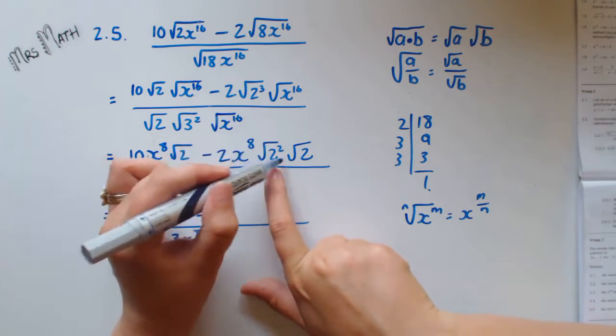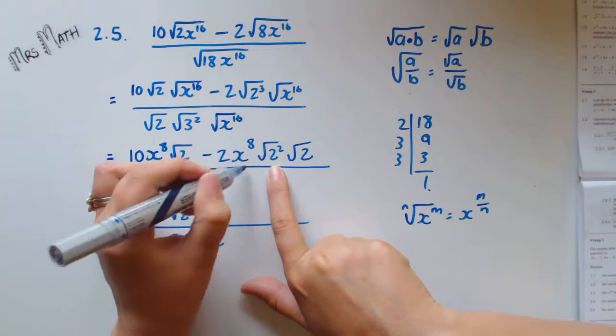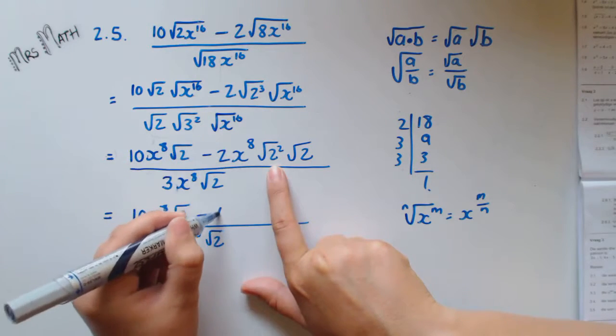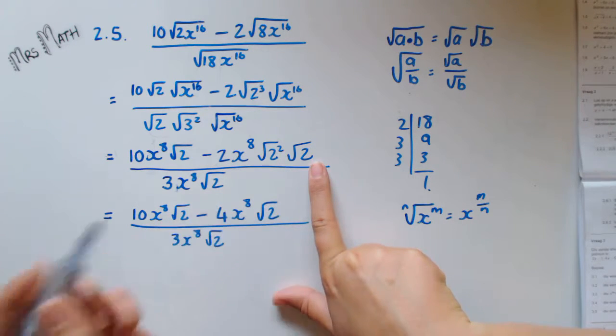This is now the square root of 2 squared, which is just 2. So this is 2x to the power of 8 times 2. So this becomes 4x to the power of 8. And that root 2 I can't work out.